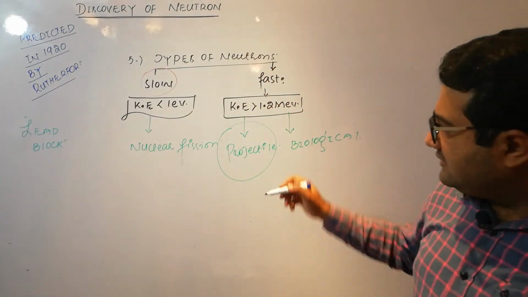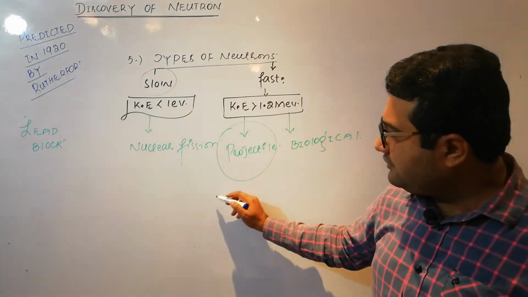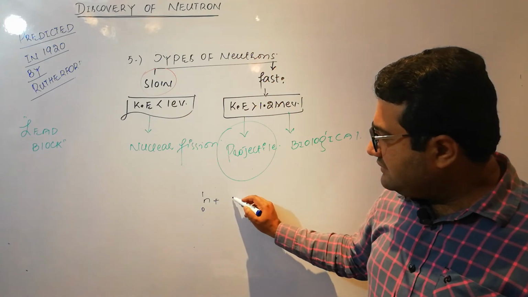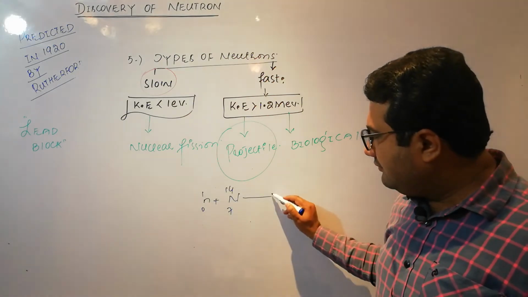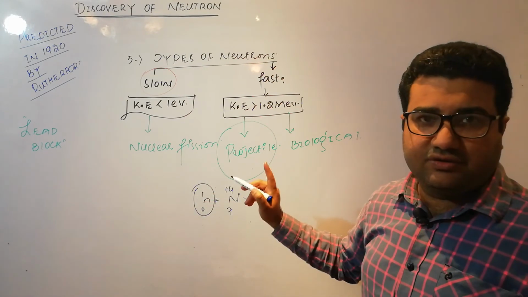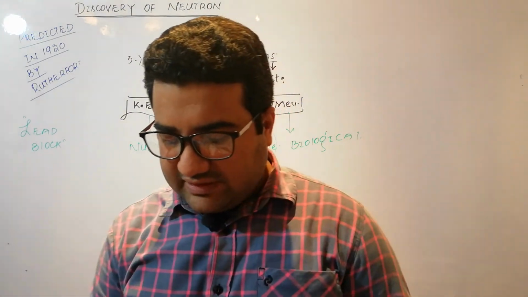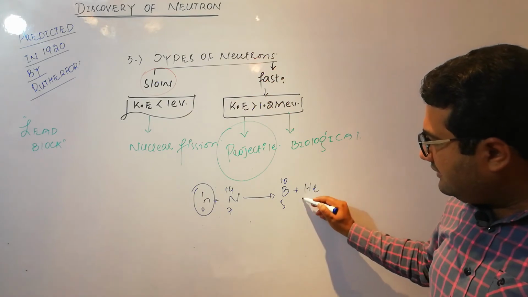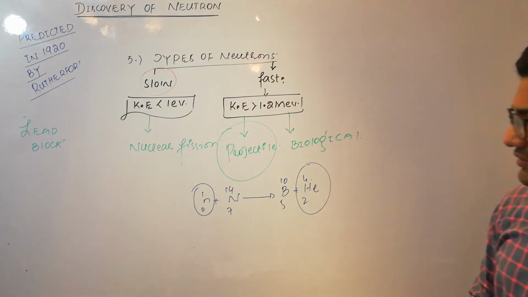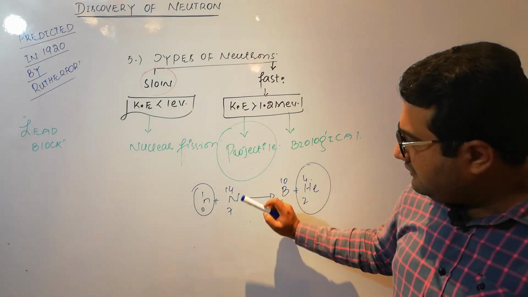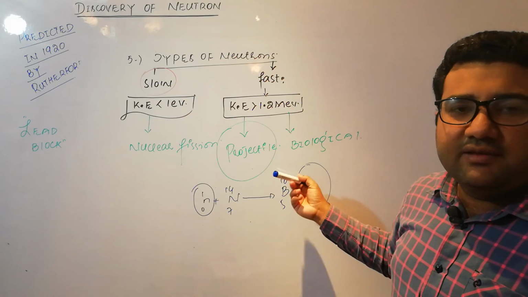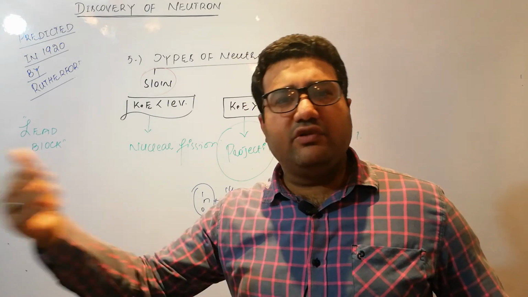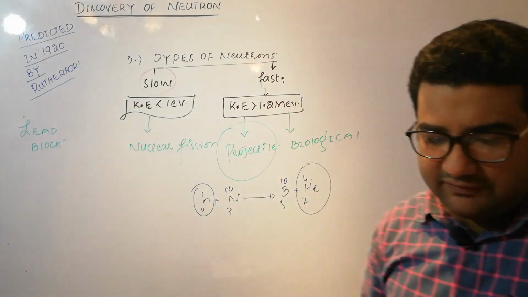Let me discuss a case with you where neutrons are used as projectiles. A neutron is bombarded on nitrogen 14,7. This neutron is the fast neutron. When it is bombarded on nitrogen 14,7, the nitrogen is changed to boron 10,5 and alpha rays are emitted. That is the projectile use of the neutron. It means the neutron is a freely moving neutron that will fall on the nitrogen and some new element will be formed.